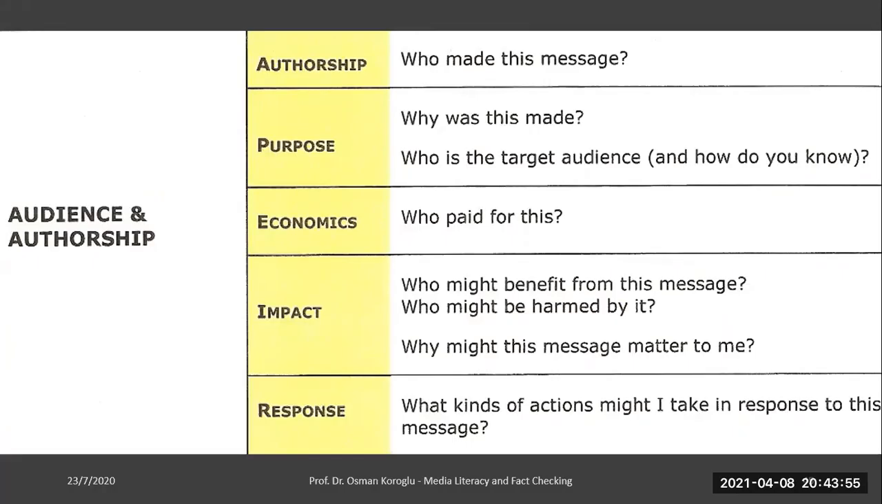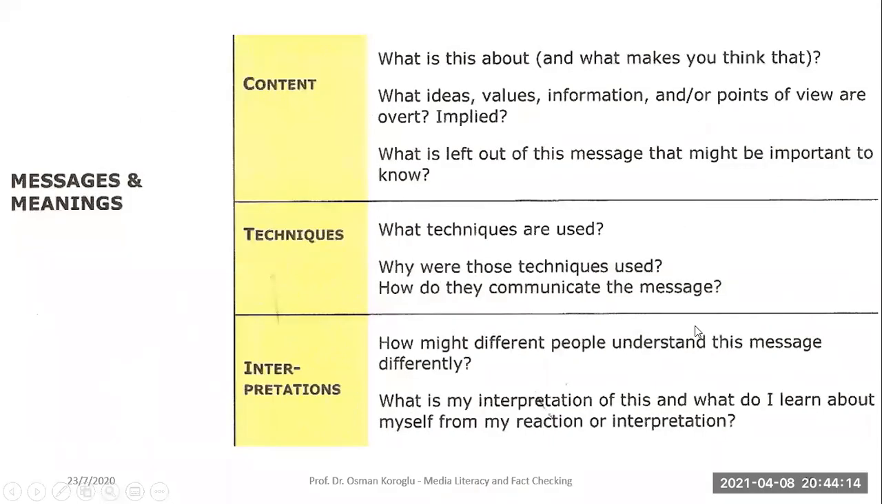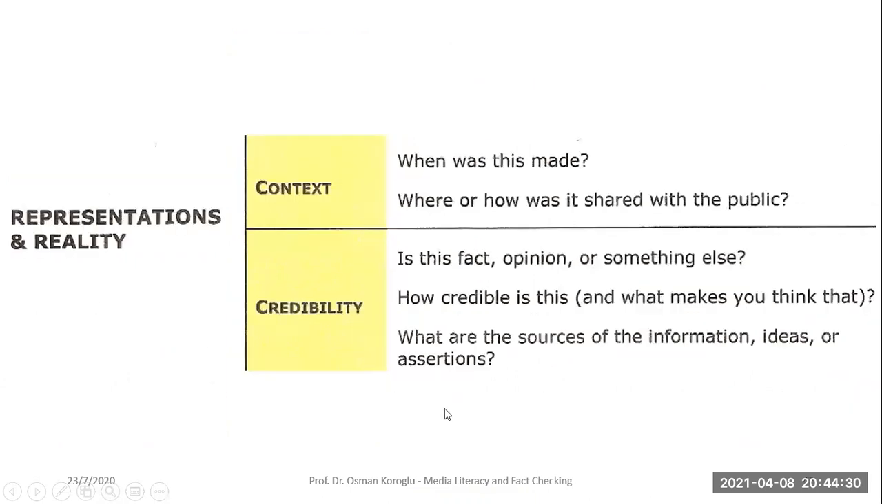And there are details for each of those concepts and questions. We can start by asking the authorship question, purpose question, economics, impact, and response. These are all related to the audience and authorship. And we can continue with the content related questions, techniques related, methods related questions, and interpretations related questions. These are all related to messages and meanings. And we can also talk about the context and credibility related questions. These are all related to the representations and realities.